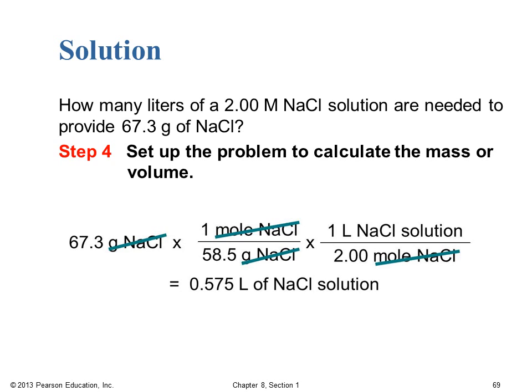So we know we want our grams of NaCl to cancel out to get our moles of NaCl. So we multiply 67.3 by 1 mole per 58.5 grams of NaCl. And then we would multiply that by 1 liter of NaCl solution has 2 moles of NaCl. And multiplying those values, you would get 0.575 liters of solution.